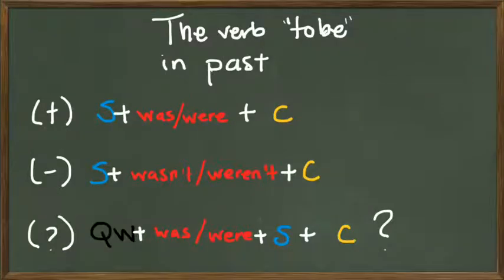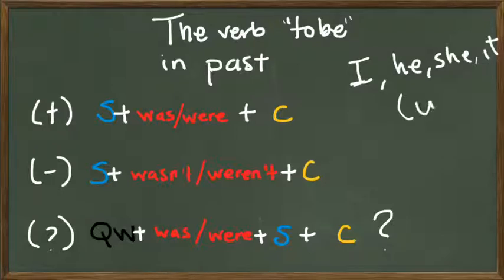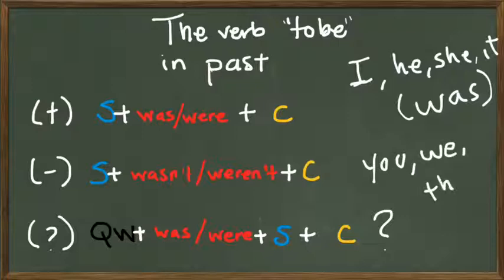Alright, let's move to our third item, also very important, the verb to be in past. The formula is quite simple. We only have to remember that for I, he, she, and it, the form of the verb to be will be was. And for the others, which are you, we, and they, we're going to use the form were.